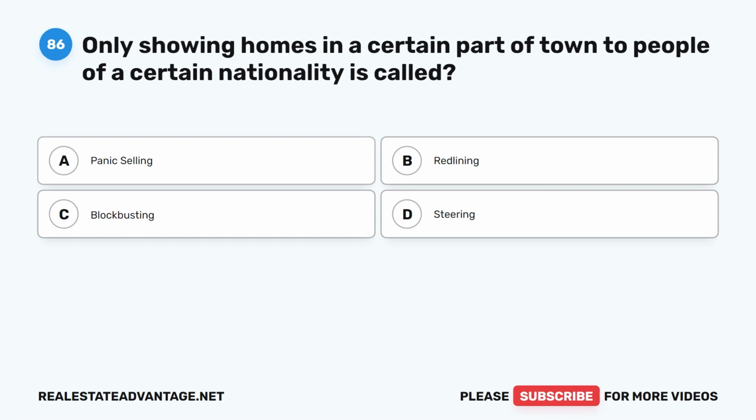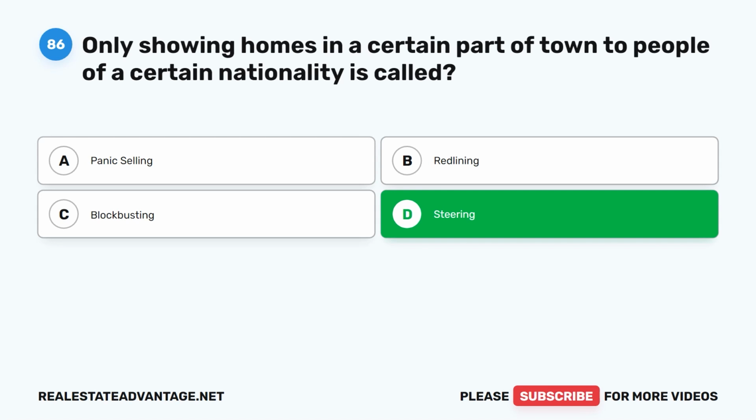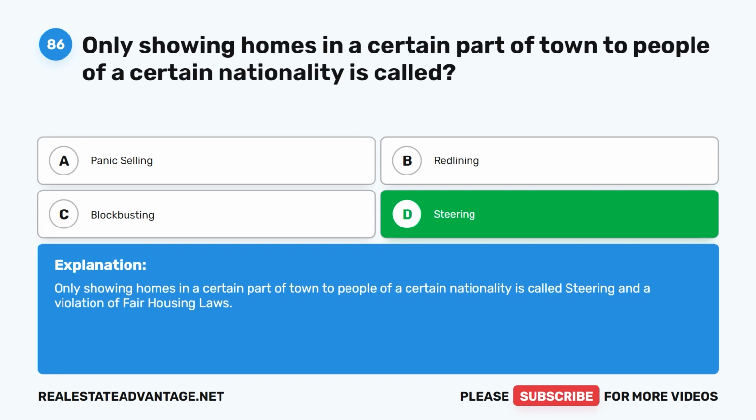Question 86. Only showing homes in a certain part of town to people of a certain nationality is called A. Panic selling. B. Redlining. C. Blockbusting. D. Steering. The correct answer is D. Steering. Only showing homes in a certain part of town to people of a certain nationality is called steering and is a violation of fair housing laws.